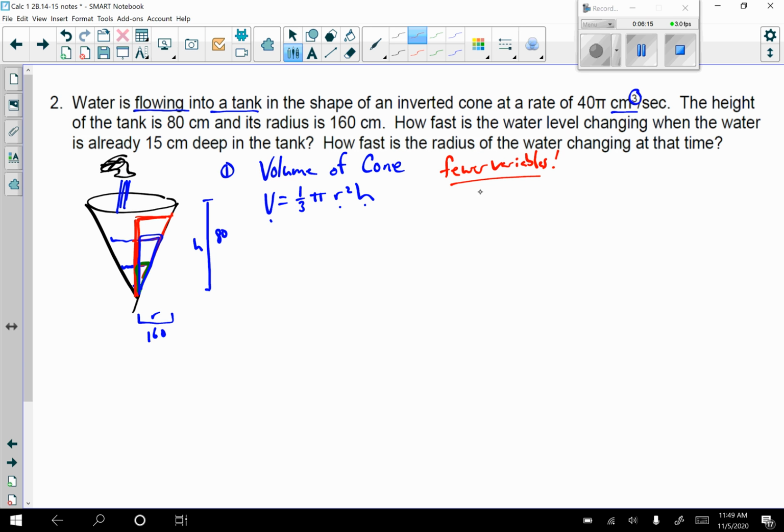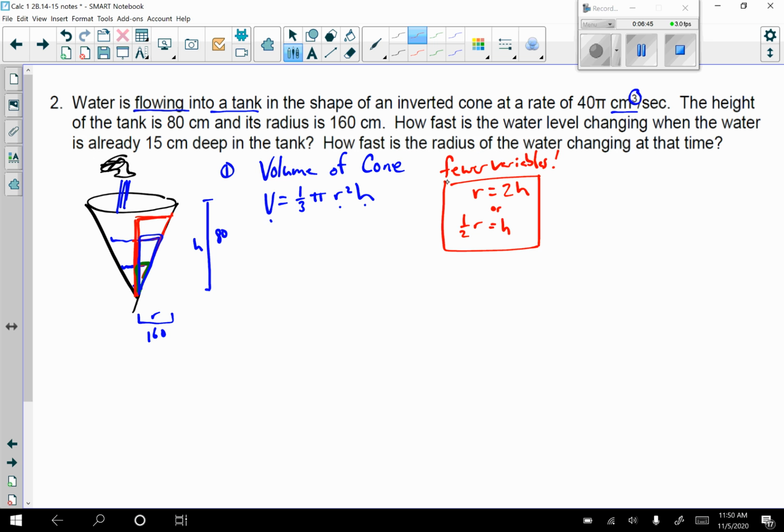So find out how the radius and height are related. What I see is that the radius is twice as big as the height. That will be the same ratio throughout this whole tank as we fill it. 160 and 80, twice as much. Or you could write it the other way. You could see that the height is half the radius. So we're going to use that to substitute in, so we don't have both of these, R and H. It's going to be easier with one variable.